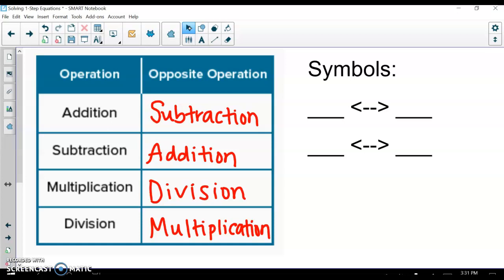And maybe none of this is coming as a shock to you, because oftentimes you see addition and subtraction paired, and multiplication and division paired. It's for reasons like this.